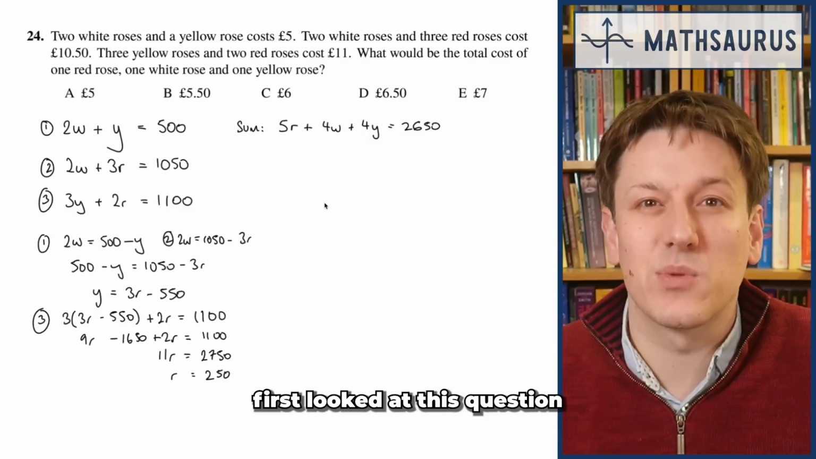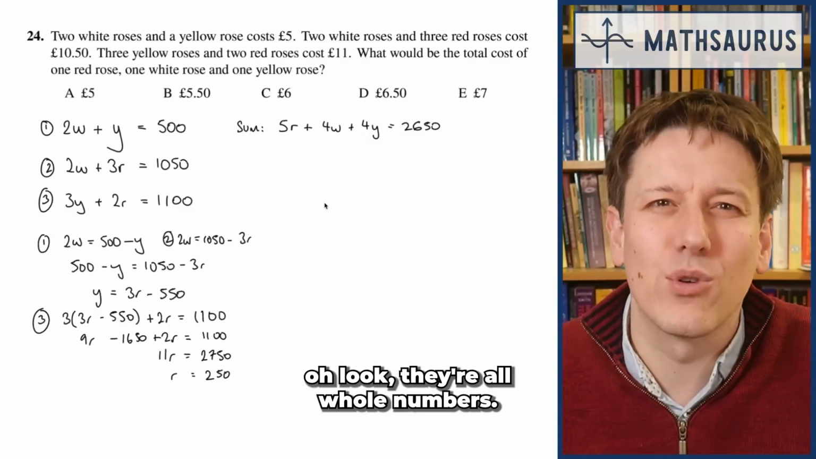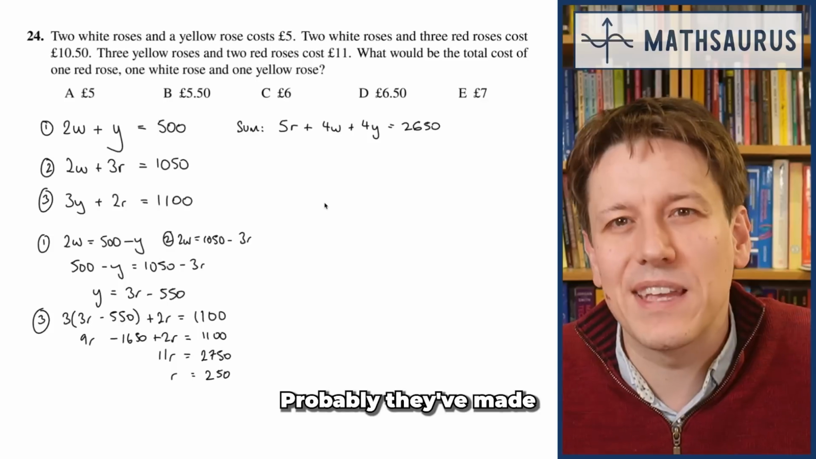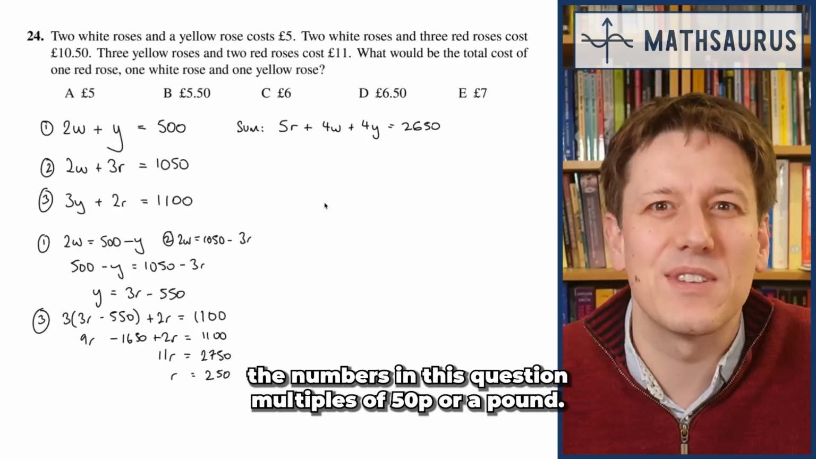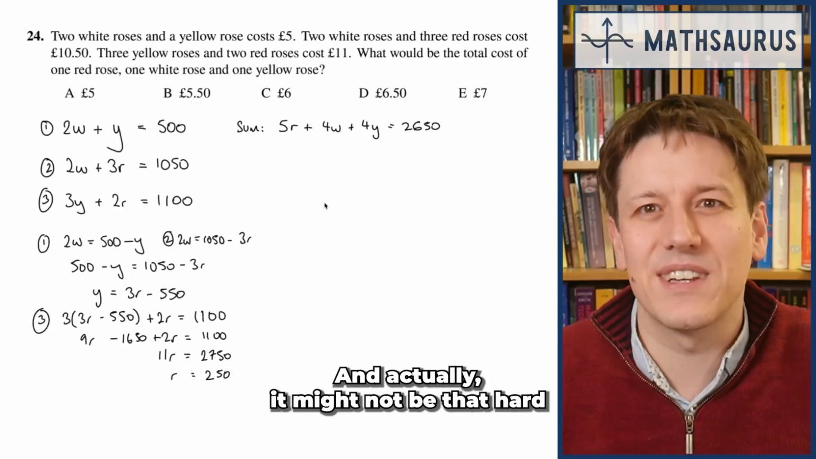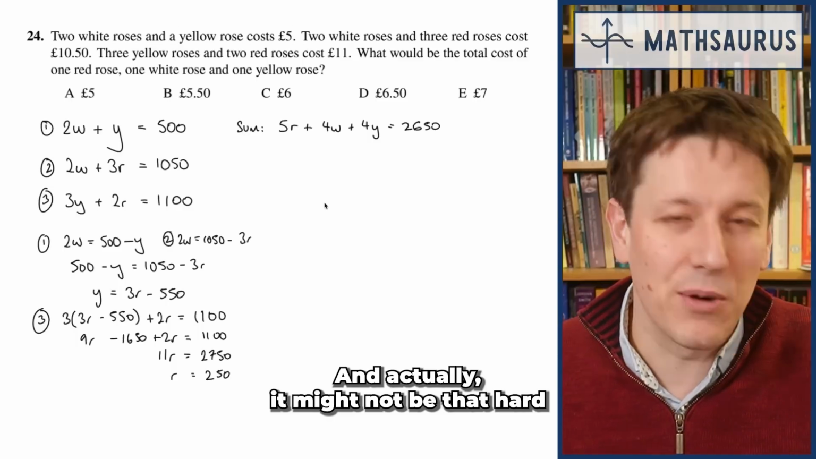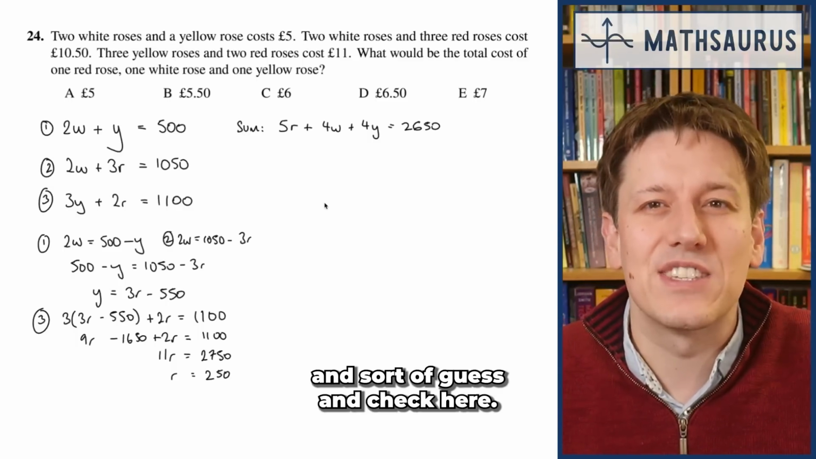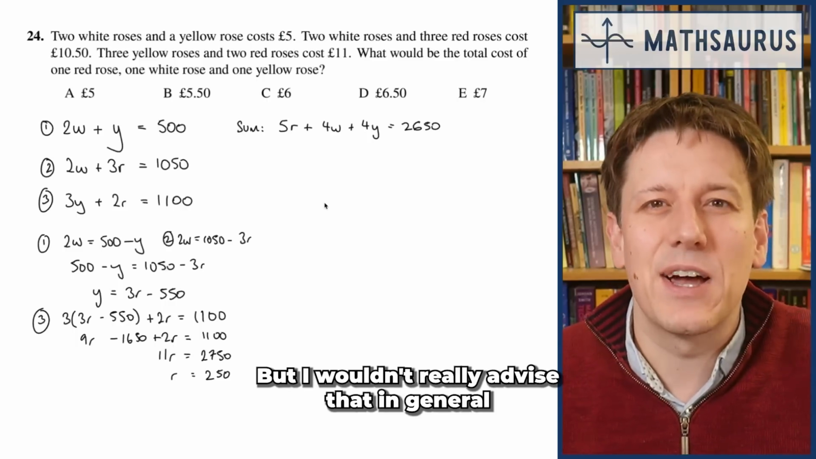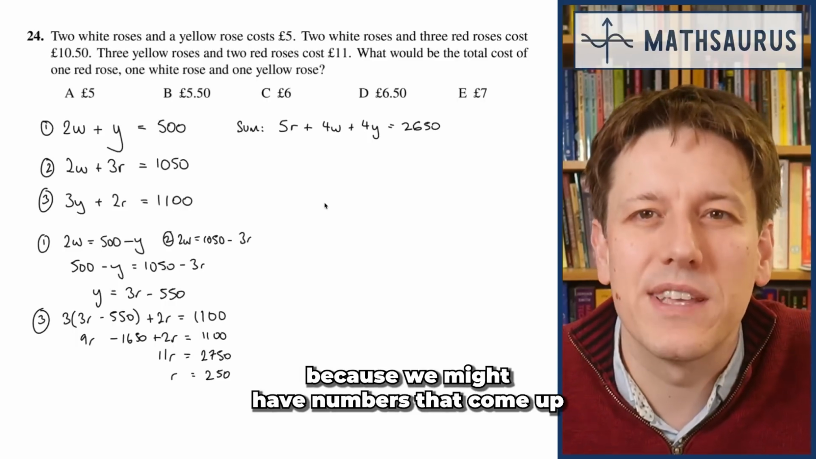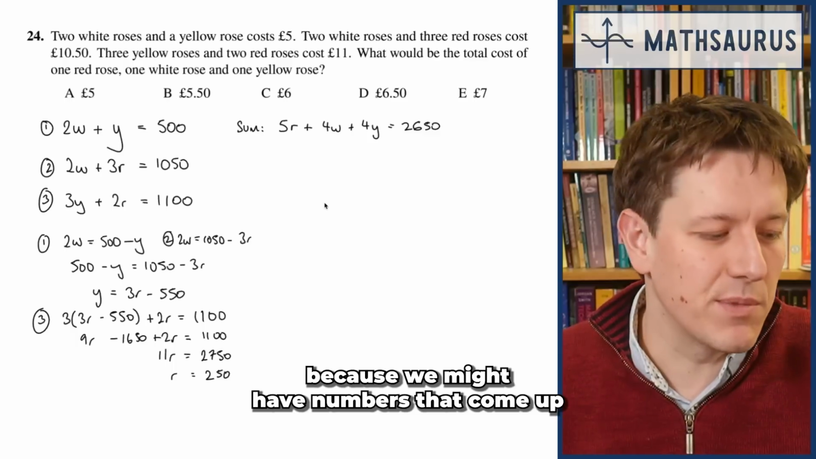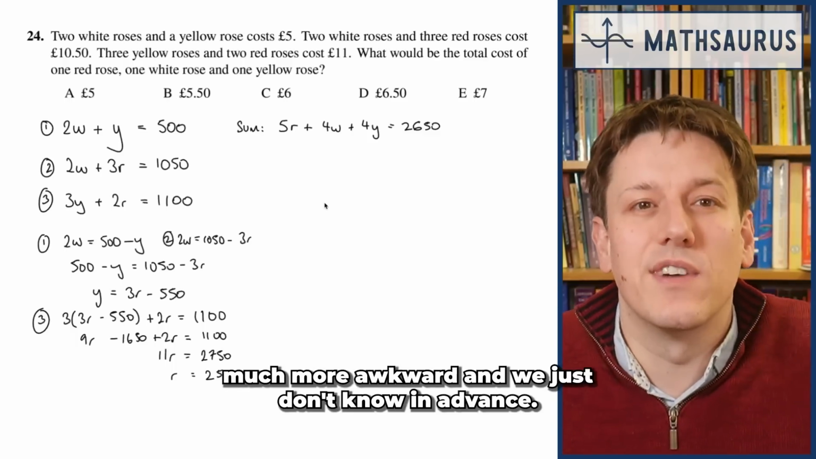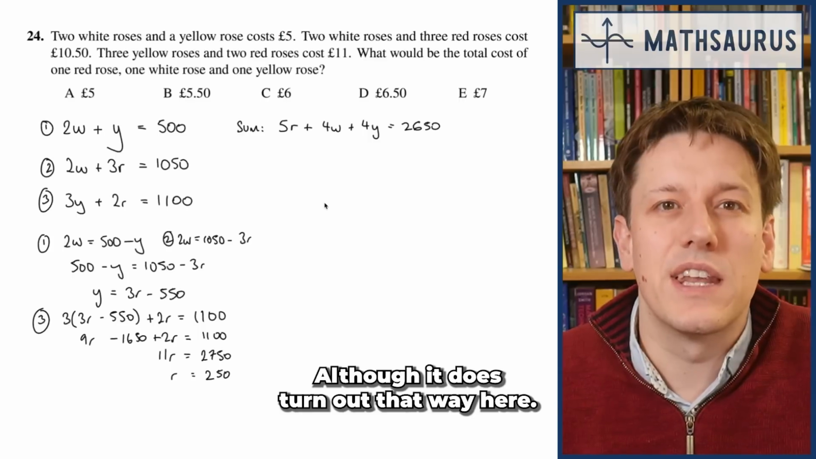Actually, when I first looked at this question, I did also look at the answers and say, oh look, they're all whole numbers. Probably they've made the numbers in this question multiples of 50p or a pound, and it might not be that hard to do a bit of trial and error, guess and check here, but I wouldn't really advise that in general, because we might have numbers that come out much more awkwardly, and we just don't know in advance, although it does turn out that way here.